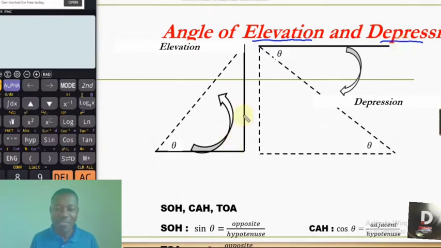Now, elevation. To elevate is to bring up. So what it means is that there's always a horizontal bar. So an examiner says something is elevated, a bar is elevated, or angle of elevation. The bar has been lifted, as you can see the arrow. It has been lifted from here to here.